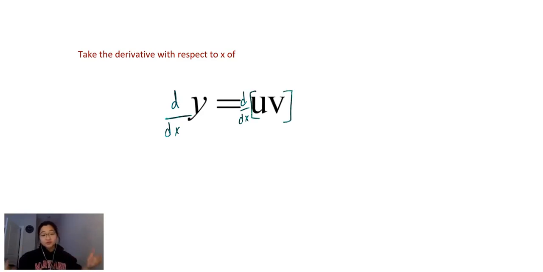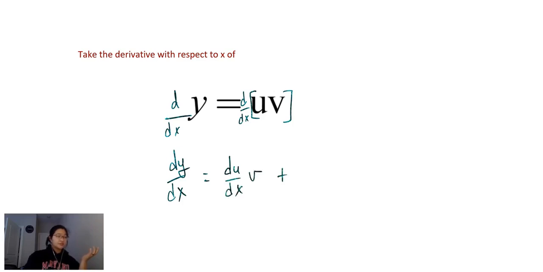Alright, so what do we do here? We need to use the product rule. So we have dy/dx on the left side equals what? Well, what's the derivative of the first? So du/dx times the second plus the first times the derivative of the second.